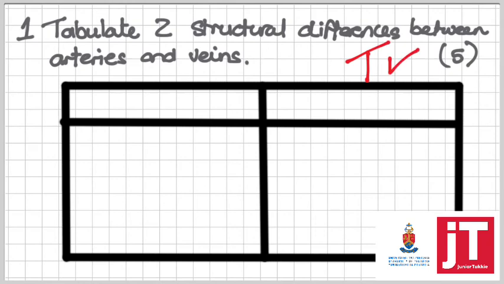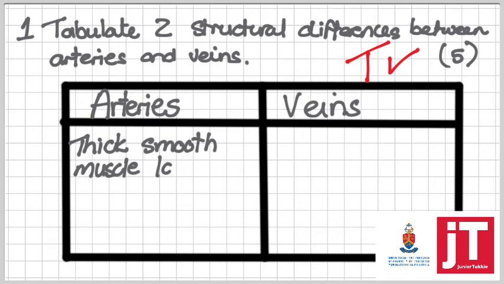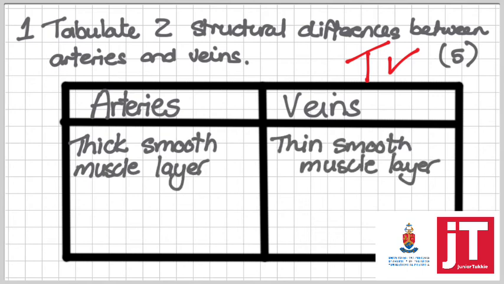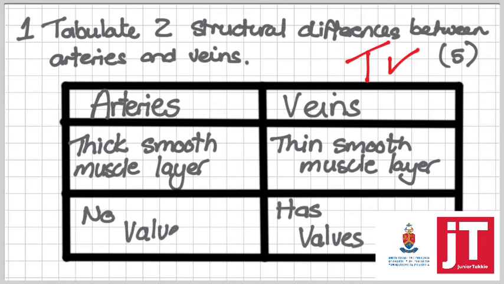So the first thing to do is to make sure that I draw a table to put these structural differences in. I need to make sure that each of the columns of the table has a heading. In this case, it's arteries and veins. And you can see I've put the first comparative point in there, the first difference. We know that arteries have a much thicker smooth muscle layer, whereas veins have a much thinner smooth muscle layer. And this is definitely a structural difference. If we look at the next point, veins have valves and arteries do not have valves. These are the most common comparative structural differences between arteries and veins.